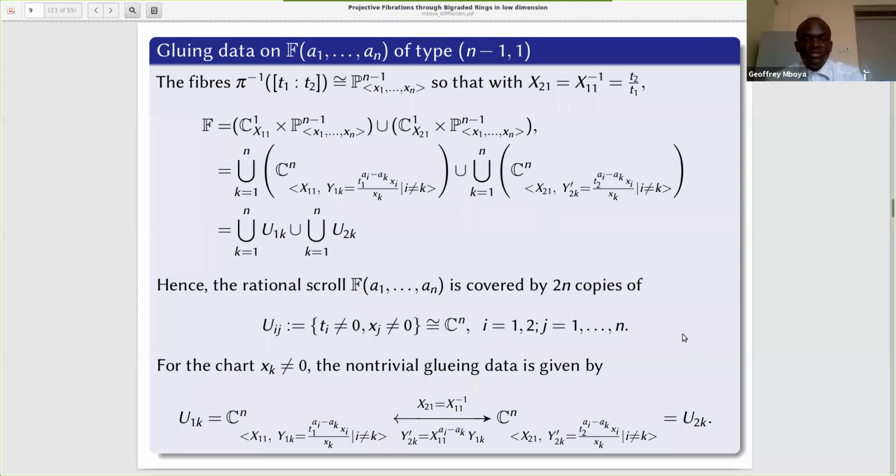And the gluing of this data is defined. Say, for example, if you take a chart in the fiber, say C, where CK is not 0, then the gluing data is defined by the map I've indicated down in the slides.